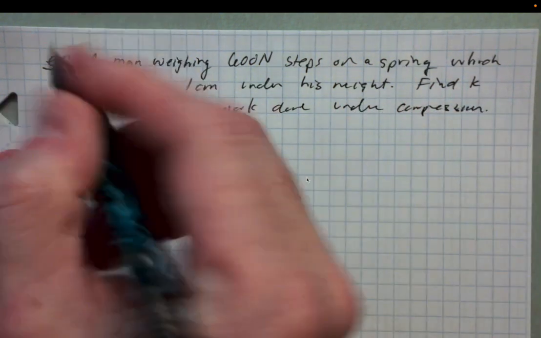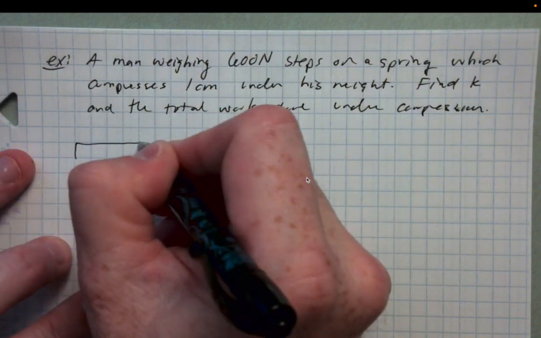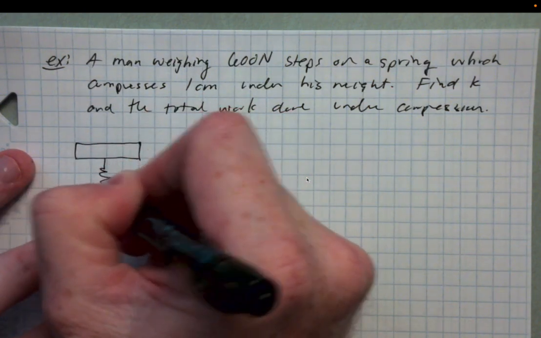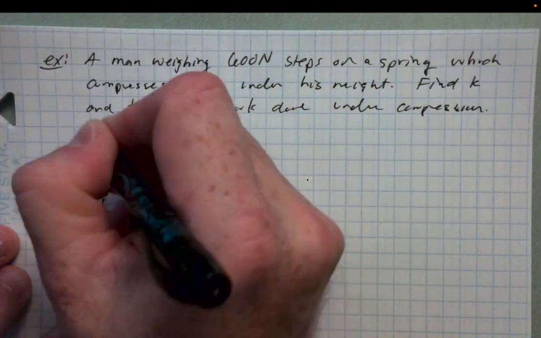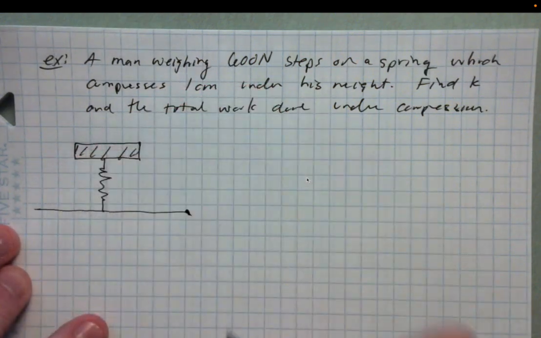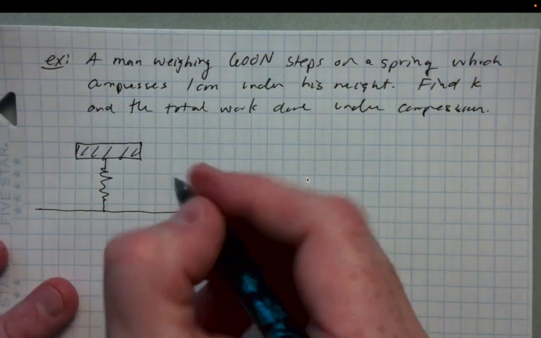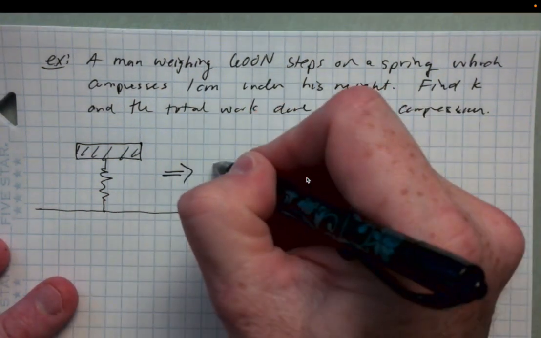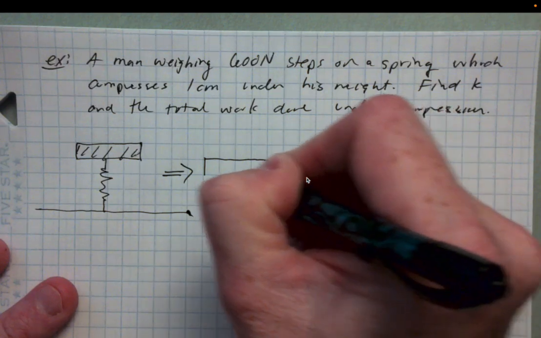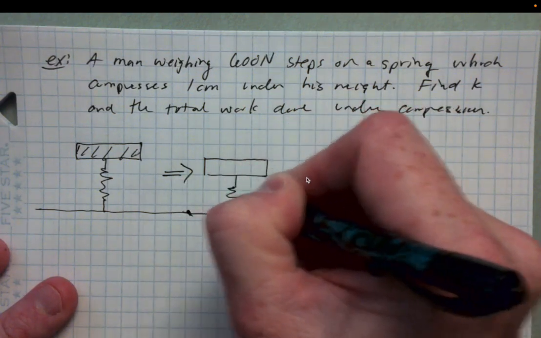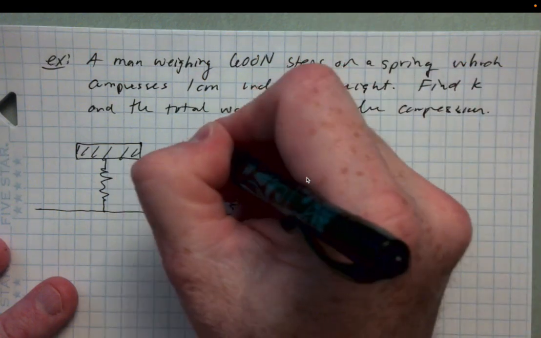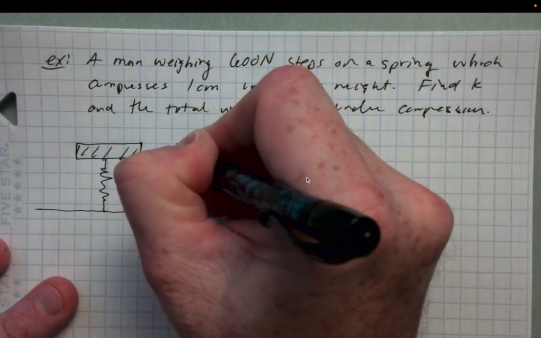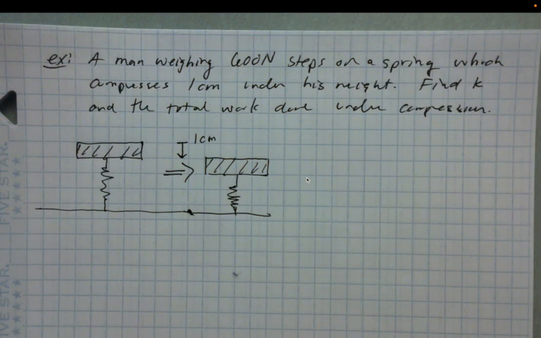Okay, so just to make sure it's clear what's happening, you've got some kind of a spring in its natural state here, and we'll say that maybe there's some kind of a stepping spot on the top of the spring, and when the man steps on it, the spring compresses a bit, right? And we'll say that the amount it compresses is like 1 centimeter. So it goes from there down to there, and that equals 1 centimeter. Okay, so it just squeezes down a little bit.